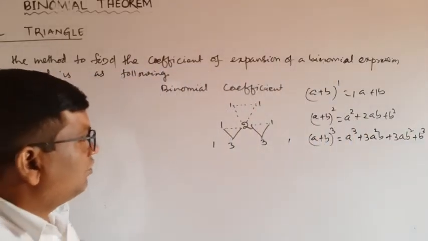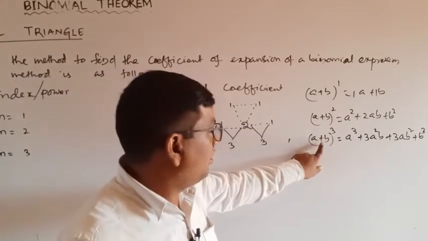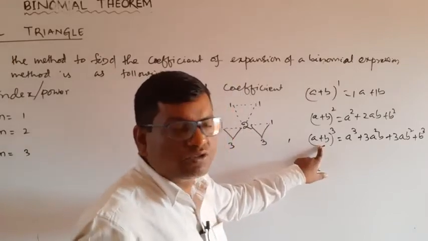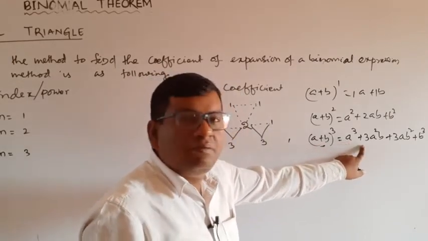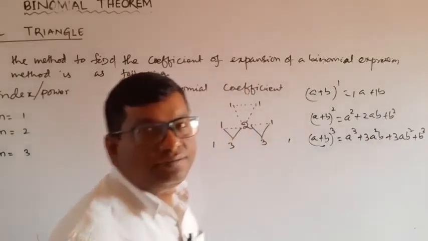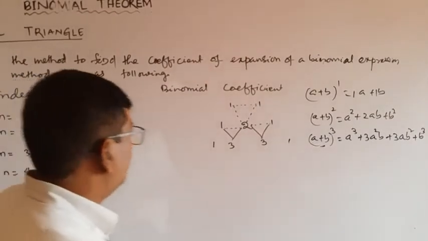Suppose the question will be a minus b whole cube. If the question is minus, then a cube minus 3a square b plus 3a b square minus b cube. Clear?